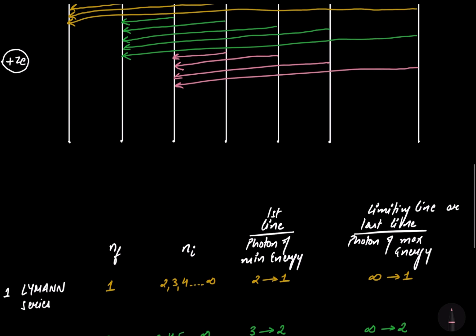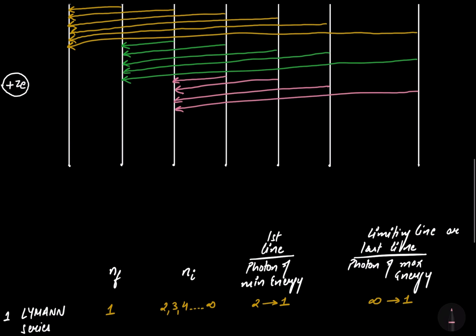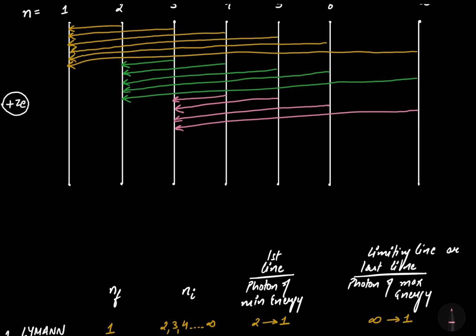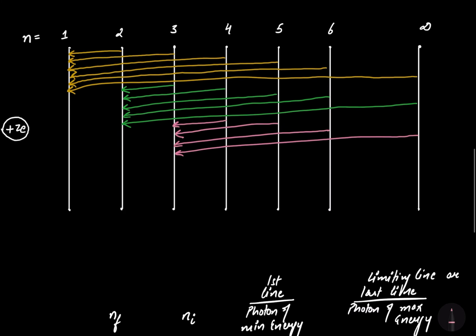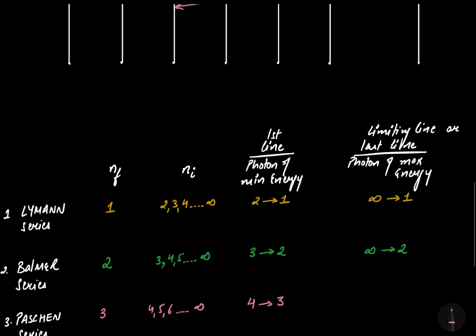So now let's talk about the limiting line. You can see the diagram, the photon of maximum energy will be emitted for the transition of infinity to 3. The maximum energy gap is between infinity to 3 in case of Paschen series. So the limiting line will be of transition of electron from infinity orbit to the third orbit. So this was the third group of lines called the Paschen series.